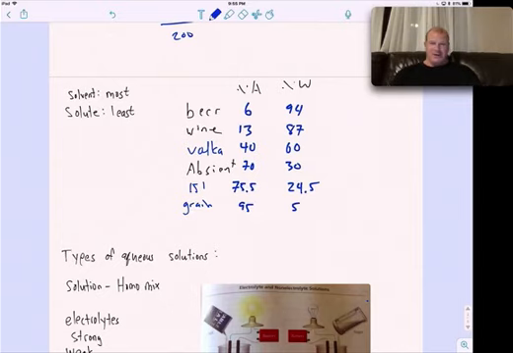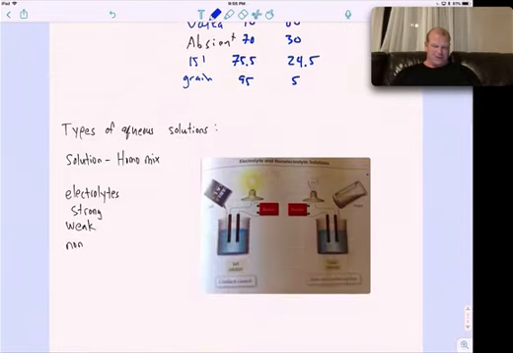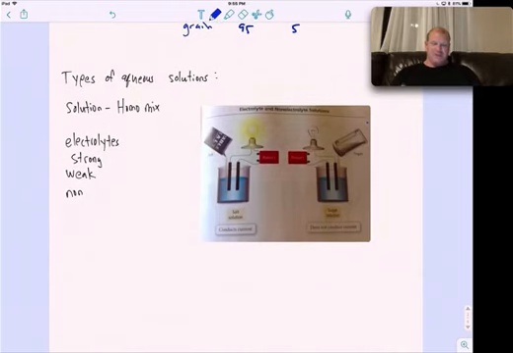So hopefully you understand now the solvent and the solute. The most is the solvent, and what is being dissolved, the least amount, is the solute. And we're going to talk more about aqueous solutions in 162. But let's talk about aqueous solutions.